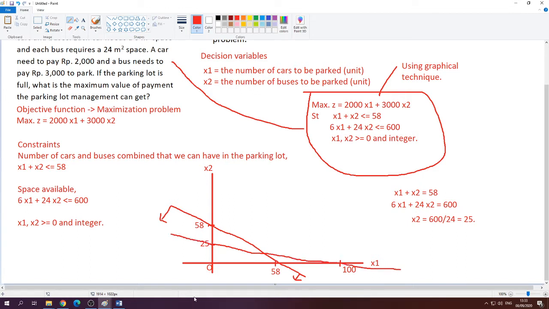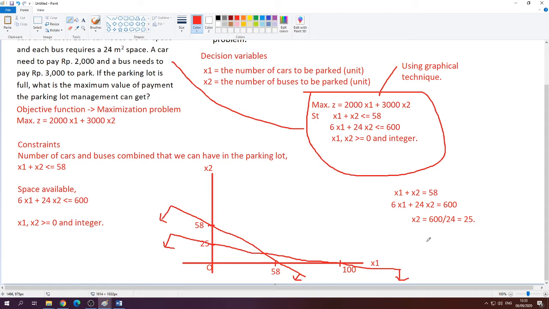Now the same thing that we need to do, we need to test the origin. So 6 times 0 is 0, plus 24 times 0 is 0, so 0 plus 0 is 0. So 0 less than or equal to 600, and the answer is yes, and that is a correct statement. So the area is going in the direction of 0, 0.